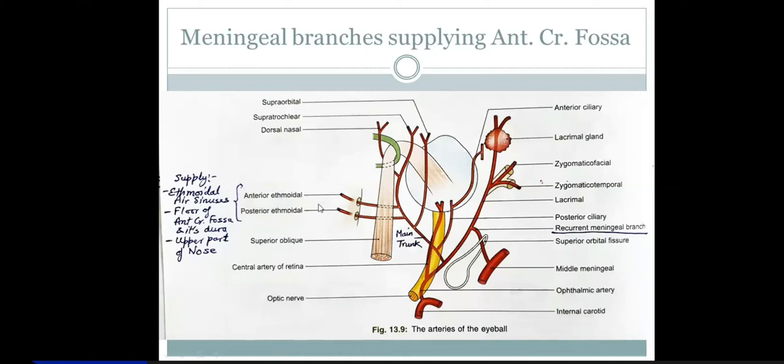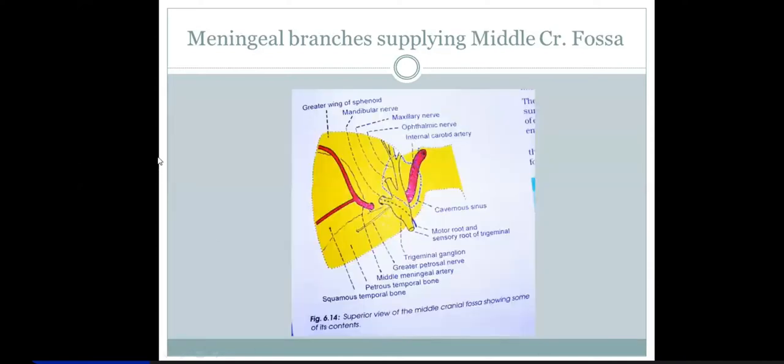So that was about these vessels. See the supply, remember, of the anterior cranial fossa: the blood supply is by the anterior and posterior ethmoidal vessels. They supply the ethmoidal sinuses, the floor of the anterior cranial fossa and its dura, and the upper part of the nose. Got it? So that was about the blood supply of the anterior cranial fossa.